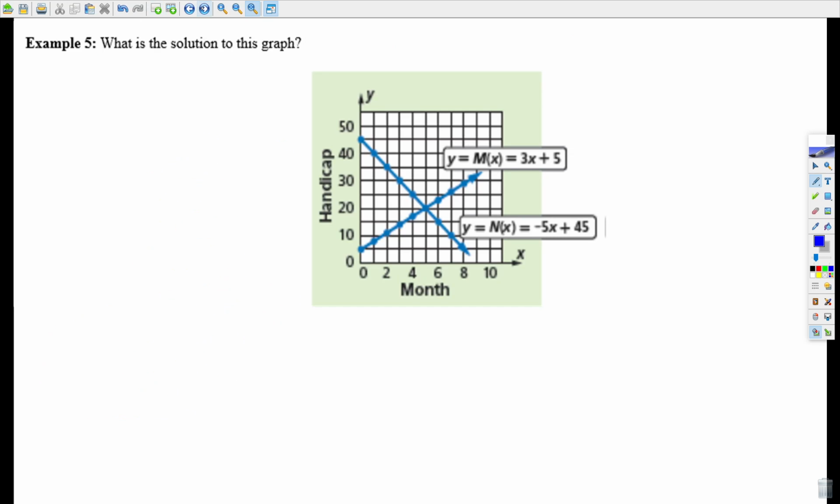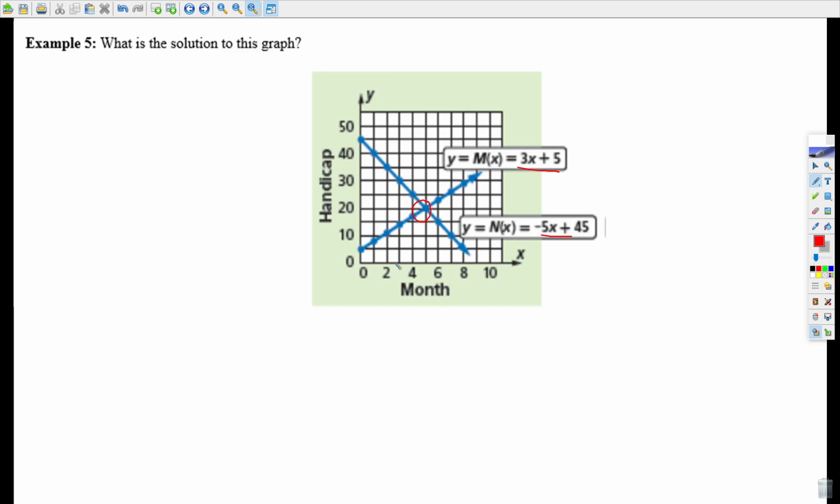Now that we know this, we're going to try some. For example 5, what is the solution to the graph? And also, how many are there going to be? Well, we can clearly see that they intersect each other. So we have one solution, and then what is that solution? Let's just look on here and see what point that is. They even tell us what the equations are, although we don't need to know that. We're just looking at the graph.